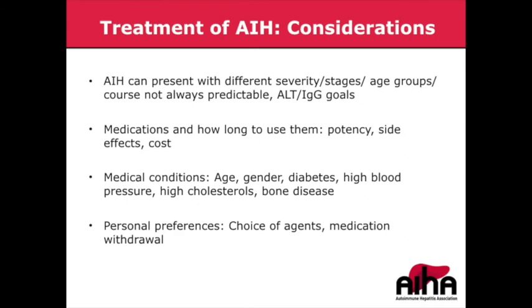In terms of considerations of treatment, I bring this slide up just to kind of, again, highlight the complexity and variability in autoimmune hepatitis. So it can present at different degrees of severity. People can present with fulminant liver failure and need a liver transplant right away. It can show up as a mild abnormality in liver tests that someone chases down and we find it, and everything in between. It can present at different age groups. The course is not predictable.